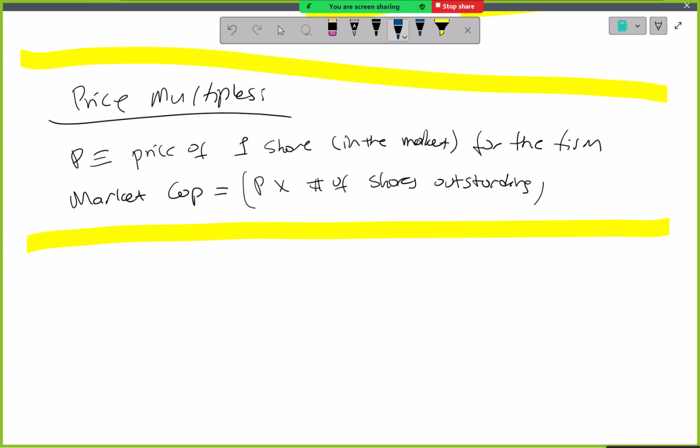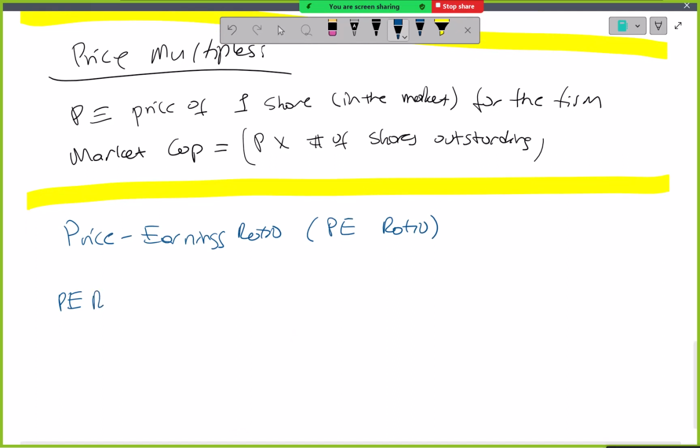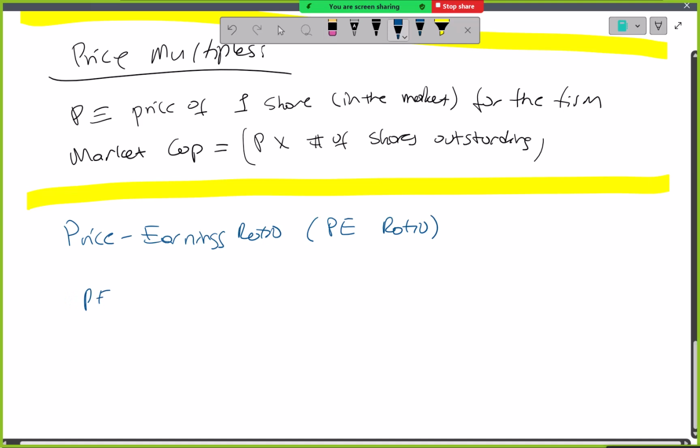And the mother of all price multiples is the so-called price earnings ratio. This is sometimes abbreviated to PE ratio. In fact, for most firms, it's the only one you should even look at, unless the firm has negative equity or negative earnings. It's the PE ratio. Okay, I'm just going to write it as PE.